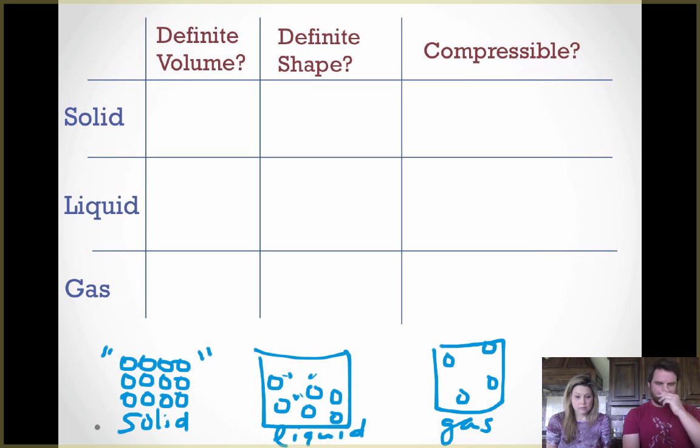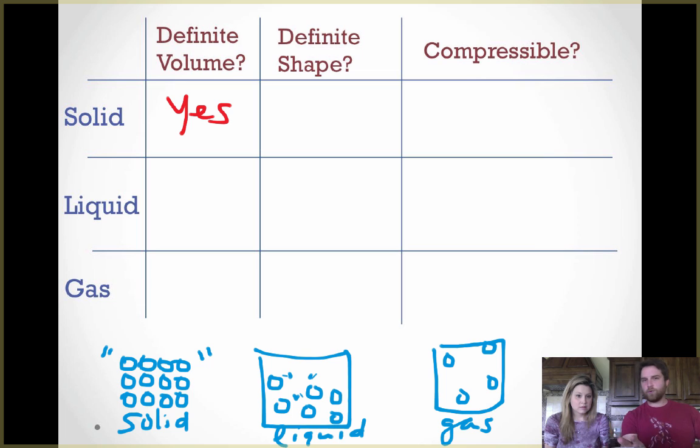Okay, let's look at what that means in terms of volume, shape, and then we'll talk about what compressible means as well. Okay. So let's just fill in this chart. So solids, do they have a definite volume? Yes. For sure, I can measure length times width times height, right? So yes, they have a definite volume.